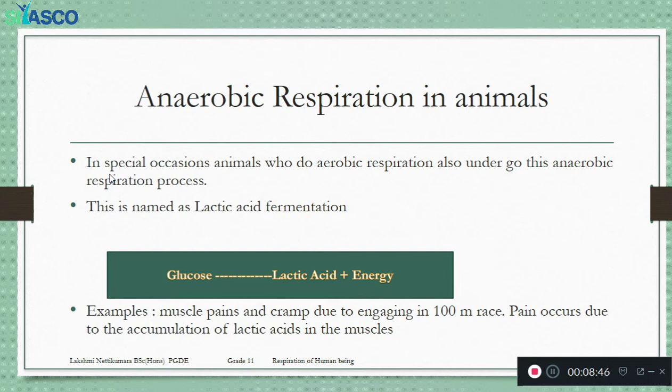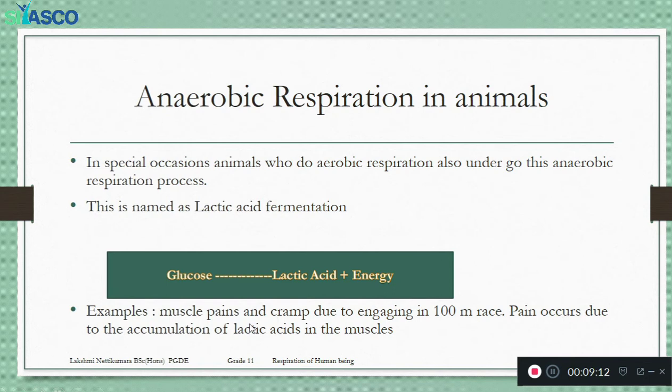Sometimes, when engaged in excessive exercise, in such situations, this kind of respiration happens in our muscle cells. So what happens here? Glucose turns into lactic acid and energy. This is termed lactic acid fermentation.